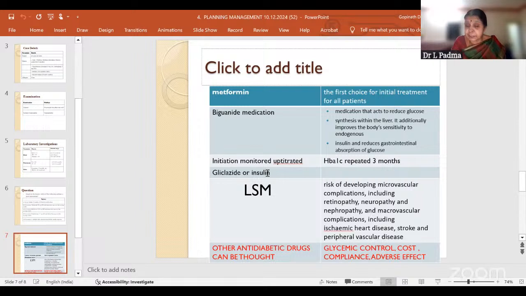Why do we want to start it at night? Because it produces edema. And this edema cannot be overcome by thiazide diuretics. Other edemas can be decreased by thiazide diuretics, but this cannot be decreased. You should answer why. What is the reason for having edema with amlodipine?